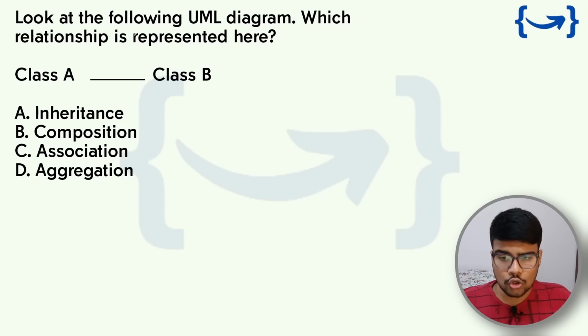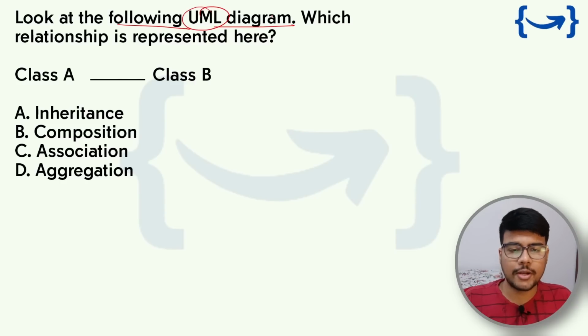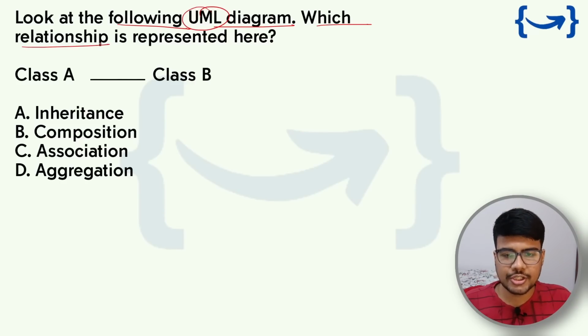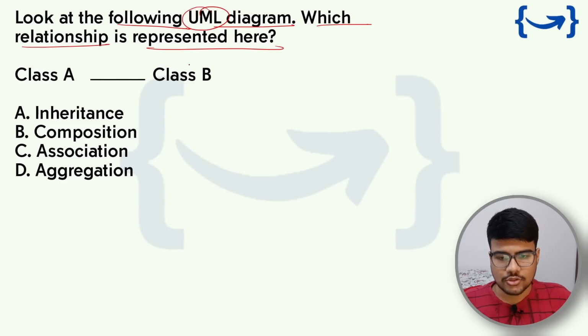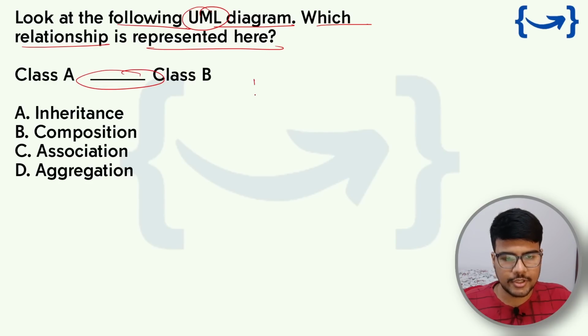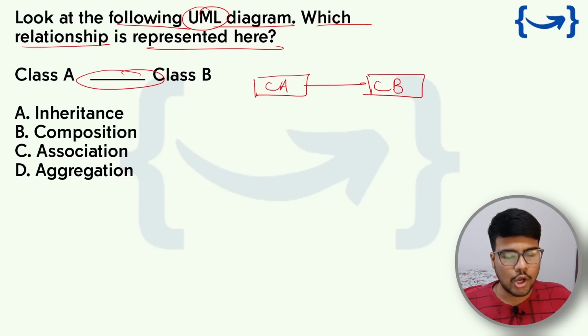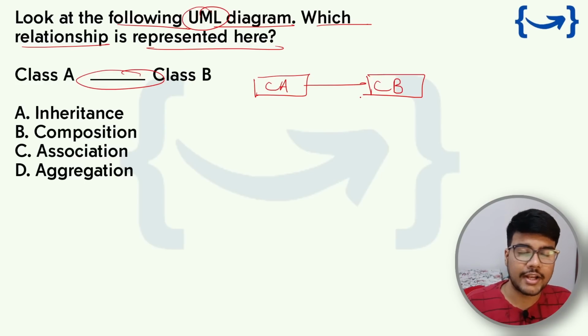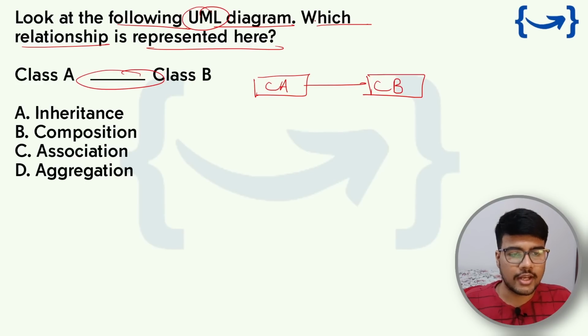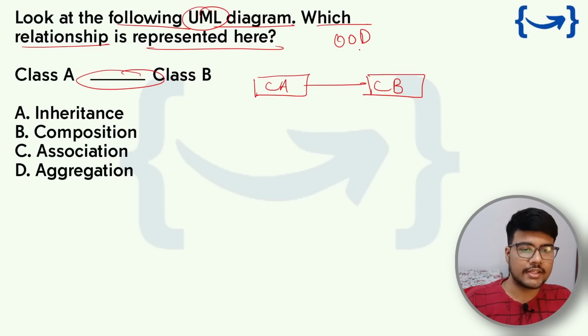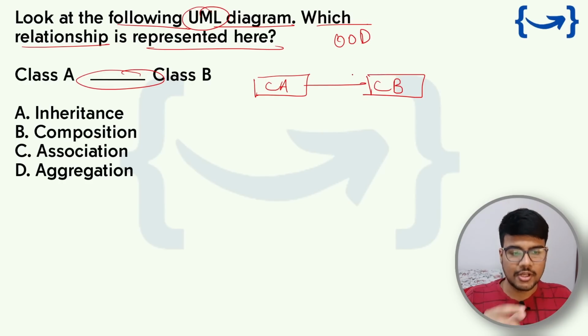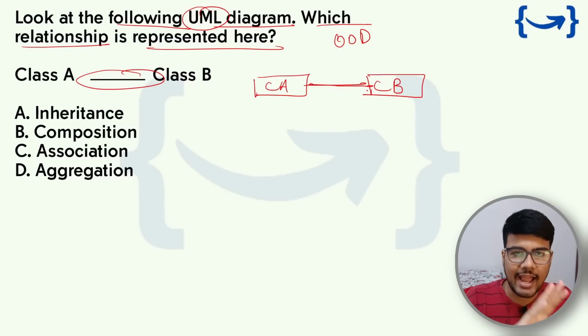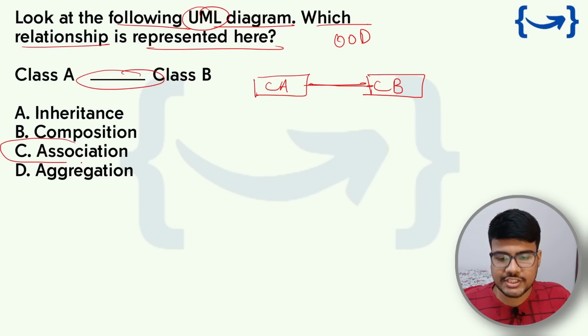Now, look at the following UML diagram, Unified Modeling Language. Which relationship is represented here? Okay, so this is the line between class A. Let me draw it: say this is class A and this is class B. Which relationship is it? You might have studied OOD, object oriented design, in your computer science branch. A line denotes a relationship, and a solid line without any dash denotes the association.